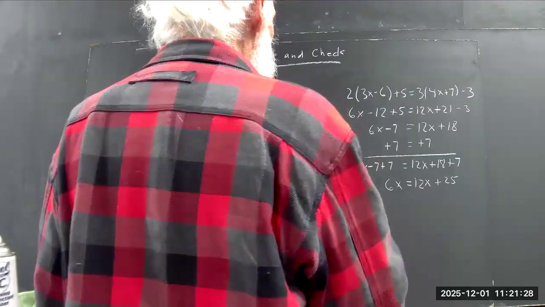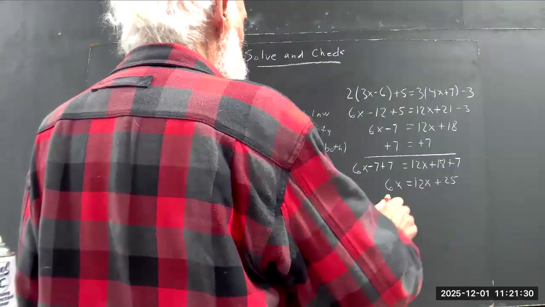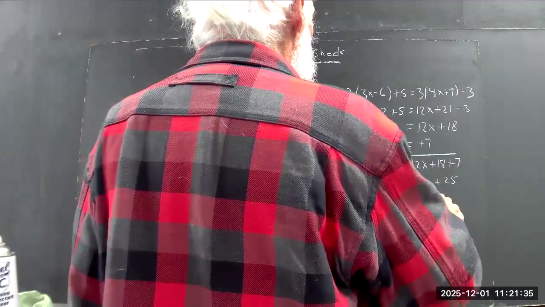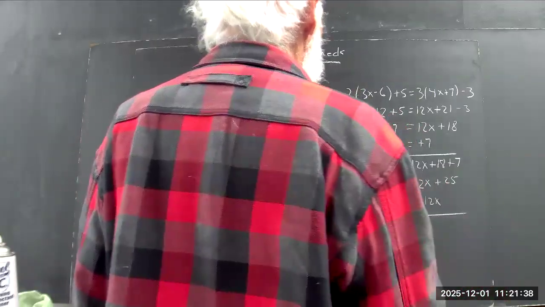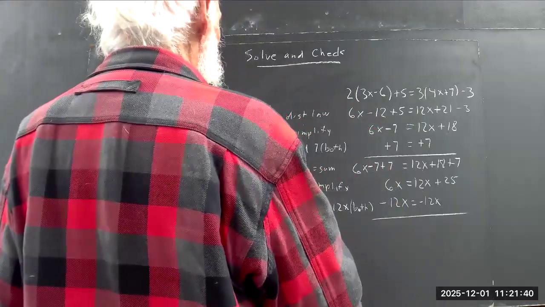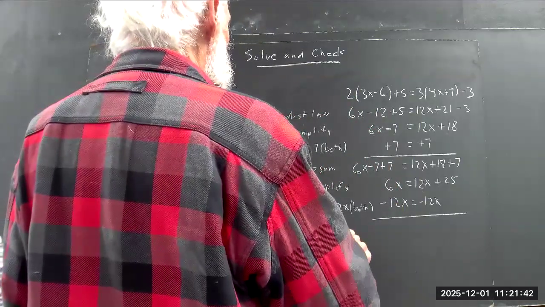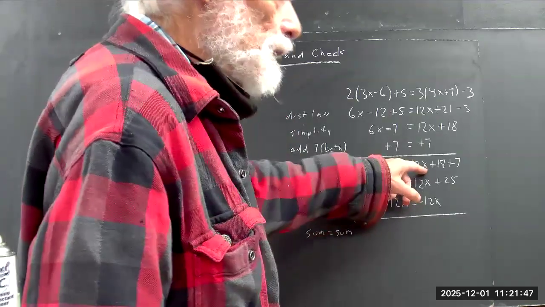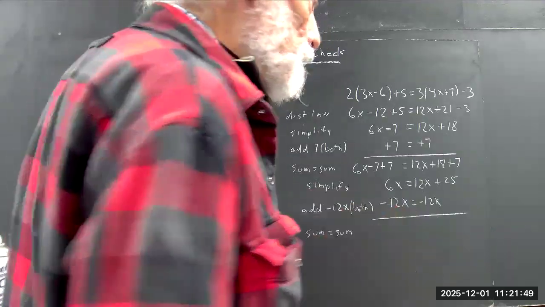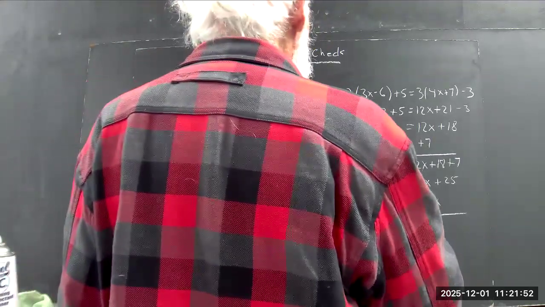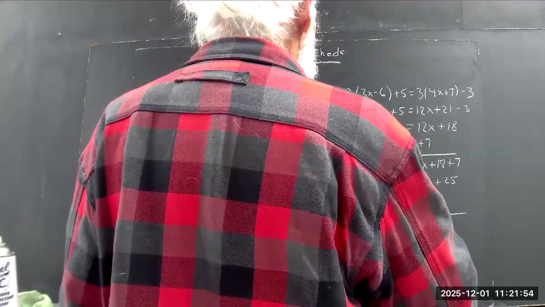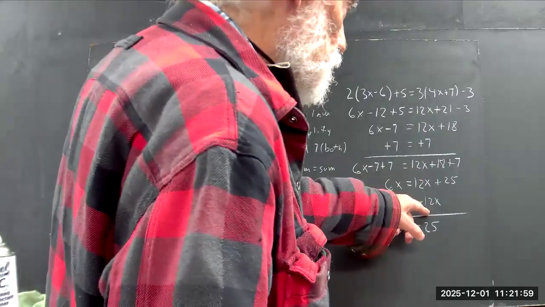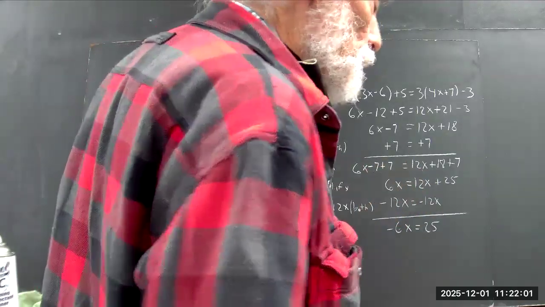To both sides. That's a sloppily written both. It looks a little like a bath. But we do negative 12x equals negative 12x. And now we do the sum equals sum, meaning the sum of the left-hand sides equals the sum of the right-hand sides. And we get negative 6x equals 25 because the negative 12x and the 12x add up to 0.